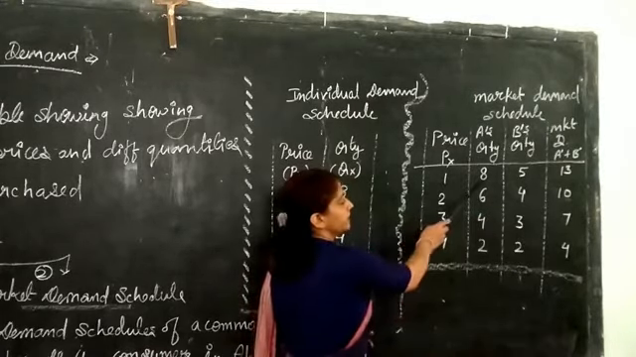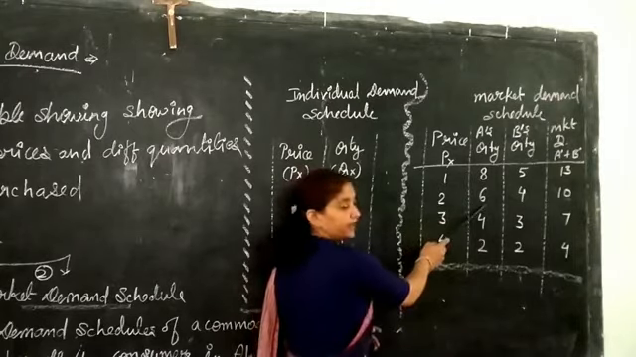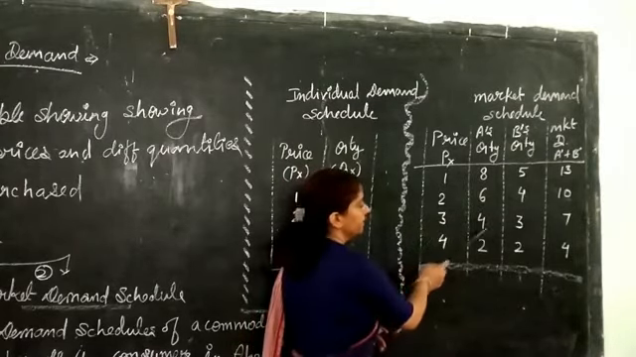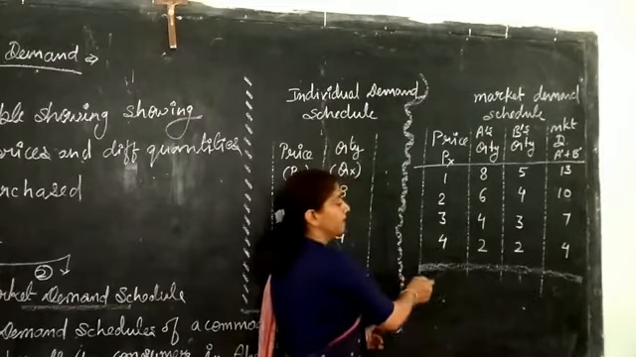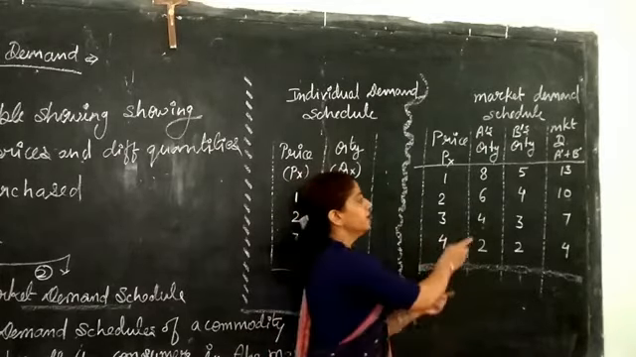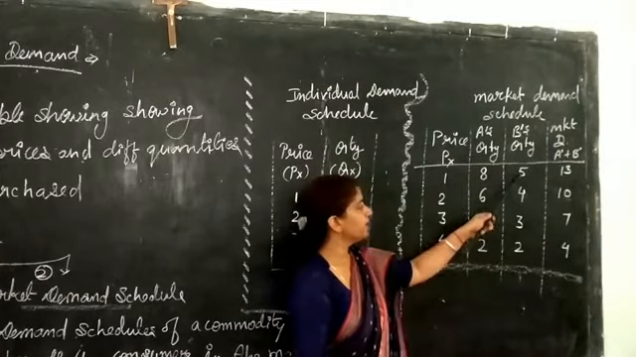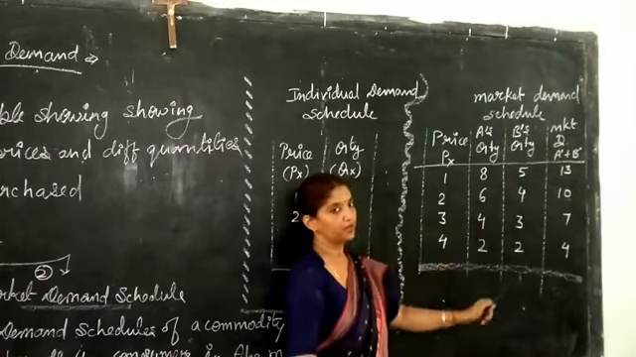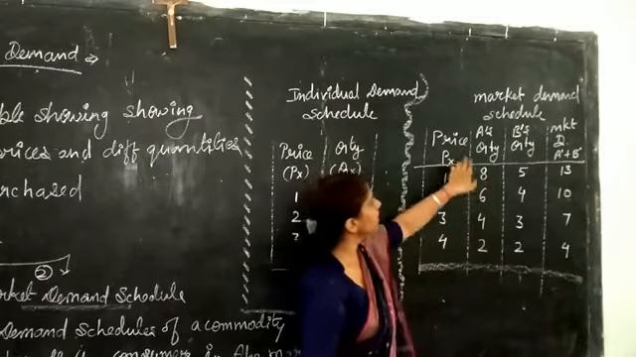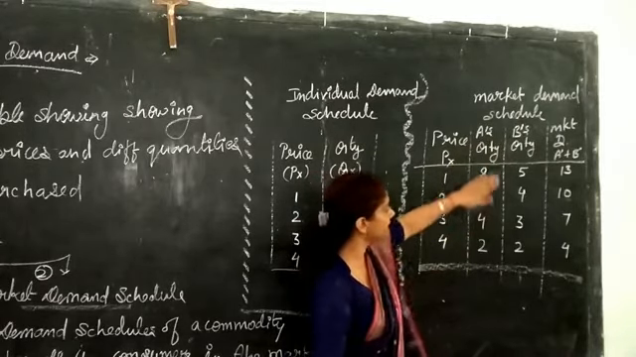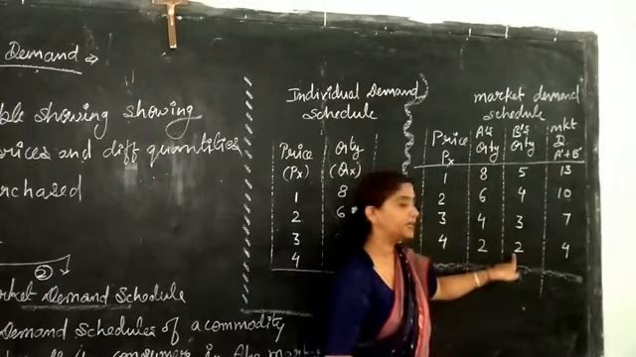What is A's demand? At rupees 1, it is 8. At rupees 2, 6. At rupees 3, it is 4. At rupees 4, it is 2. And for B, I have taken different numbers; you can assume your own numbers. These are 5, 4, 3, 2. So this one is A's demand and this one is B's demand.